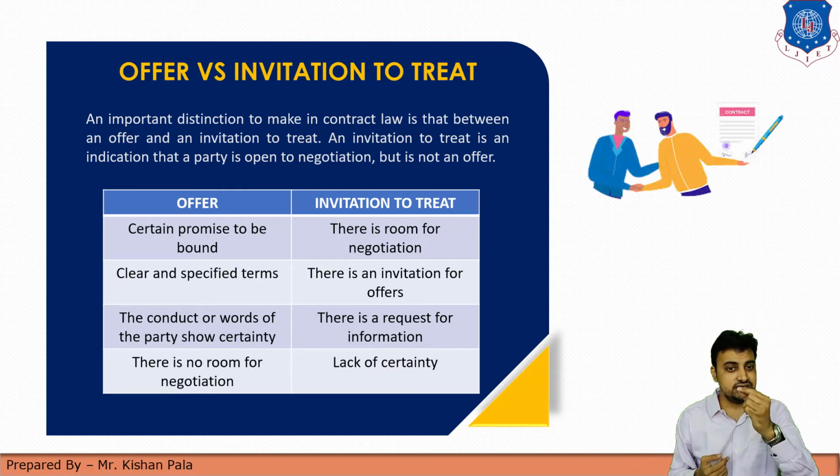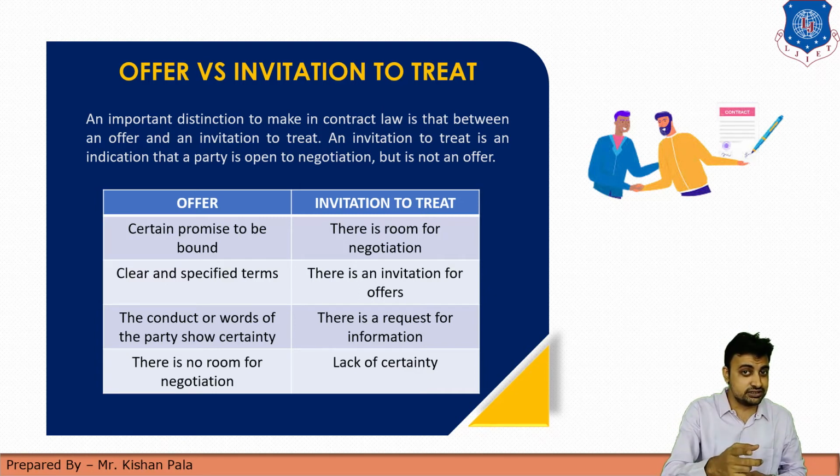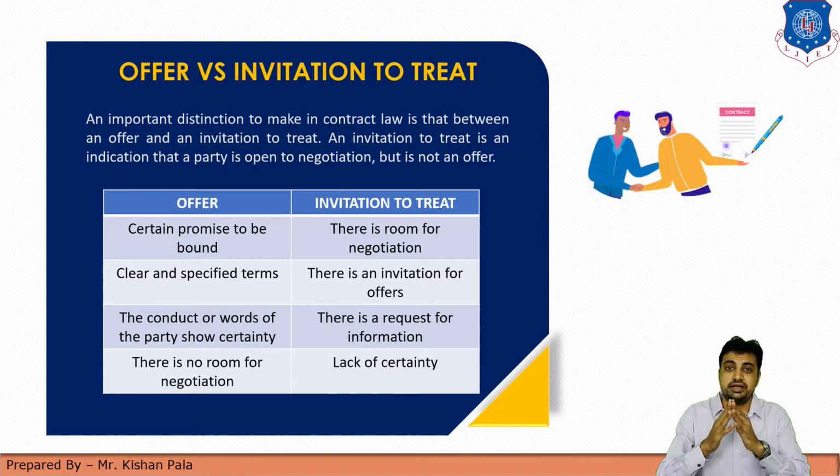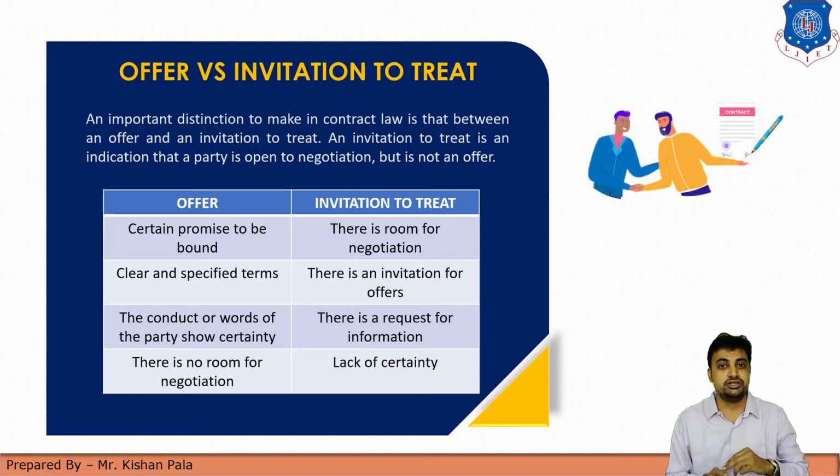So this is known as the invitation to treat. There is room for negotiation one by one, and second, there is an invitation for the offer, and the third is that there is a request for information and a lack of certainty, because there is no particular certainty defined for that work. But after the negotiation, both parties are bound to the particular work. So this is the invitation to treat. So there is a difference between offer and invitation to treat.